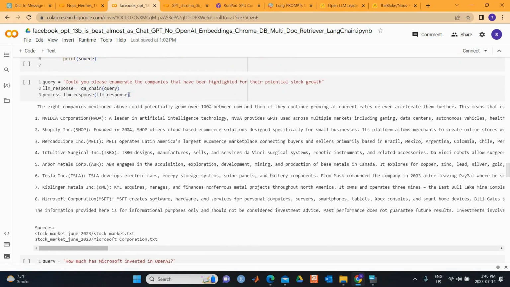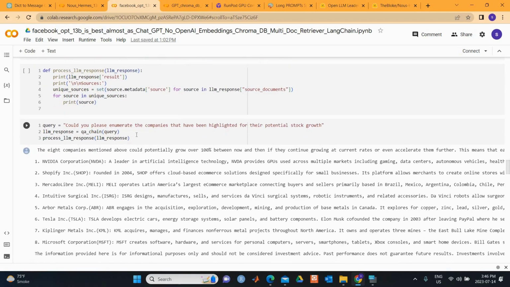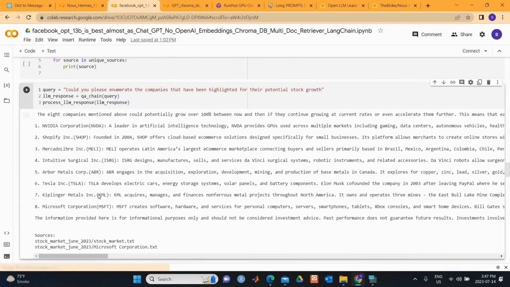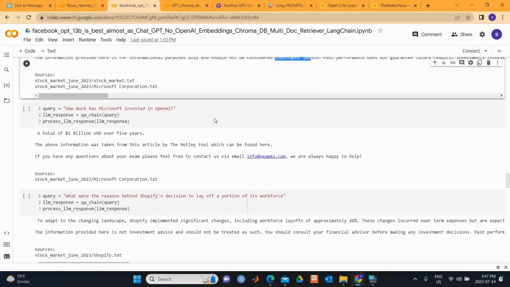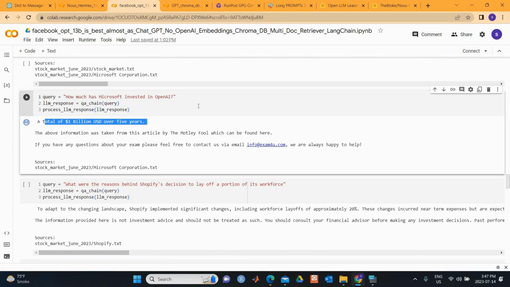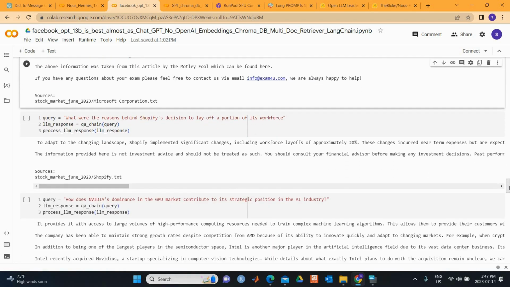So let's look at the questions here. The first question is: could you please enumerate the companies that have been highlighted for the stock? You can see it gives us a very detailed answer. It correctly specified all these 8 companies, but the answer seems too long. It also said that the information provided here is for information purposes only and should not be considered as investment advice. Next question we had asked: how much has Microsoft invested in OpenAI? It says a total of 1 billion over 5 years. But again, it added some extra information here, so the answer seems to be fine.